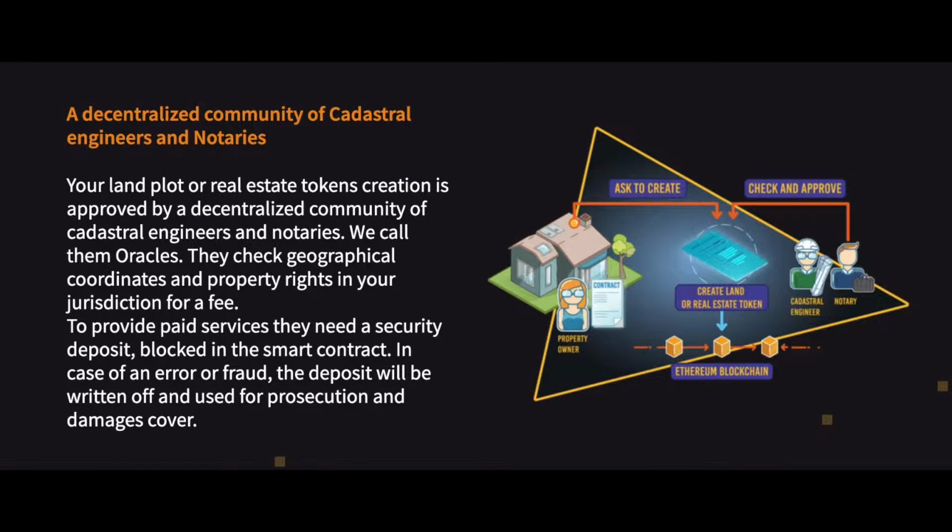In Galt Project, you can create an Ethereum ERC-721 token for your land plot or real estate. The token represents your ownership record, which is impossible to fake. Tokens are used for commercial purposes or for self-governance between owners. You cannot create tokens by yourself.